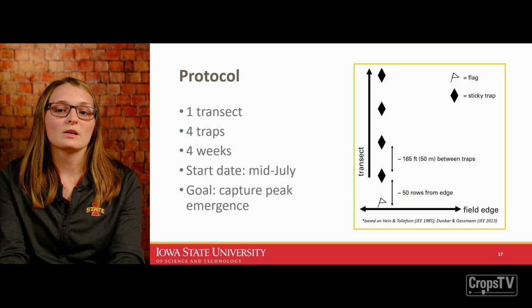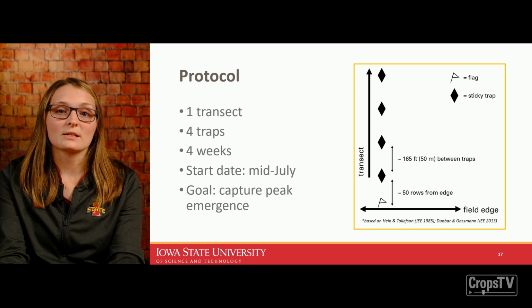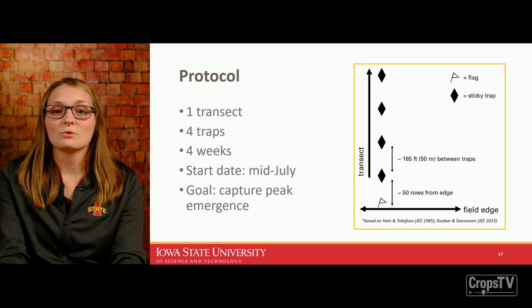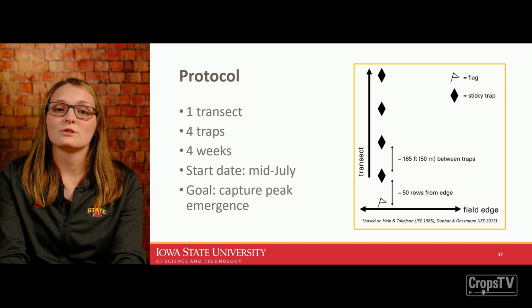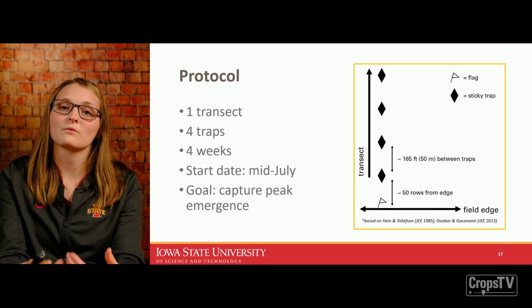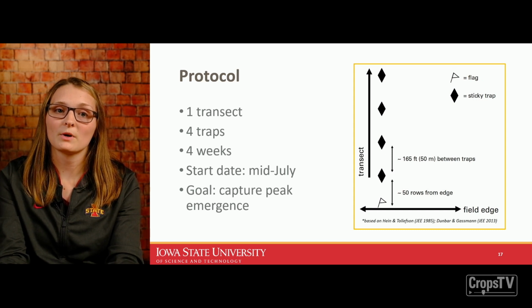So typically you would have 2 transects and 6 or 8 traps in each transect, but we also understand that that is a huge effort for people to do, and so we wanted to make this as simple as possible and something that farmers would be excited to participate in.